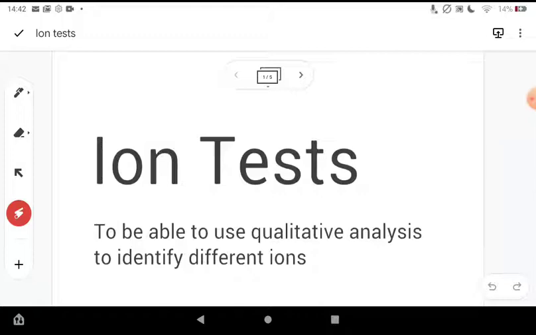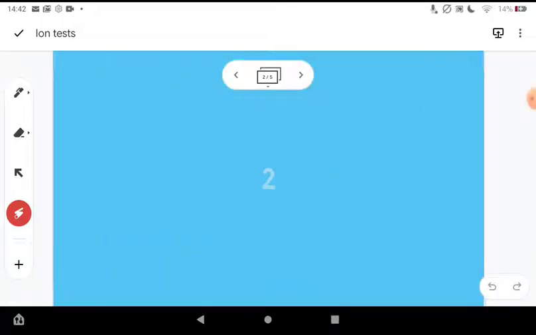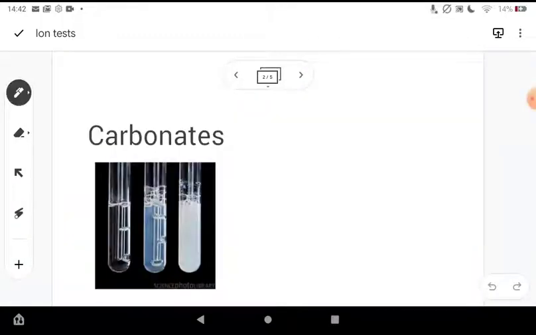So I'm going to have a look through the ion tests. The key bit here is that you need to explain the test and positive result. So the first one is going to be carbonates in general. We're going to use calcium carbonate just to show our point. So calcium carbonate is quite a common one.